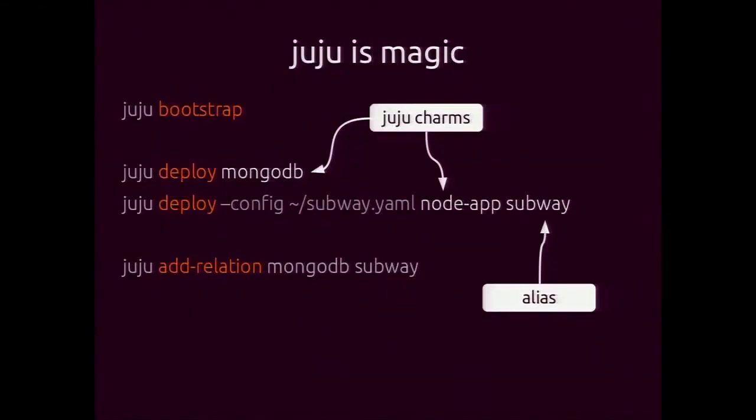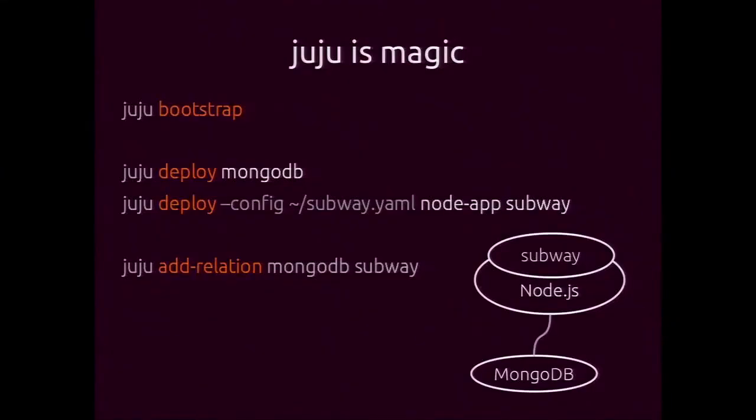So we use Juju charms. Now, a charm is just a distillation of ops goodness. We have packages for binaries, and we have charms for all of the operational goodness that goes into that. So I'm deploying the Mongo charm, then I'm deploying the Node app charm, and telling it I'm going to call it Subway, and then I'm going to deploy, and then I'm going to tell those two to connect to each other. And that's literally all I have to do.